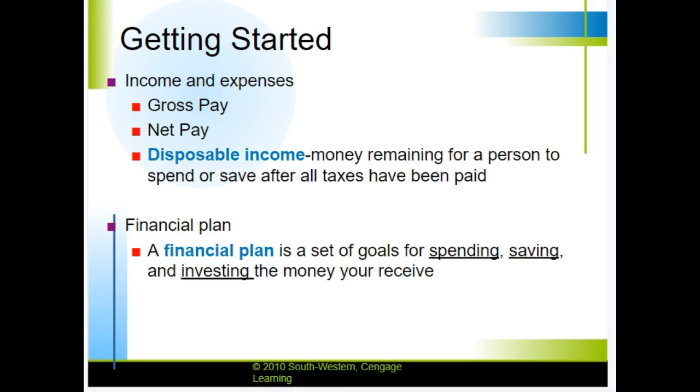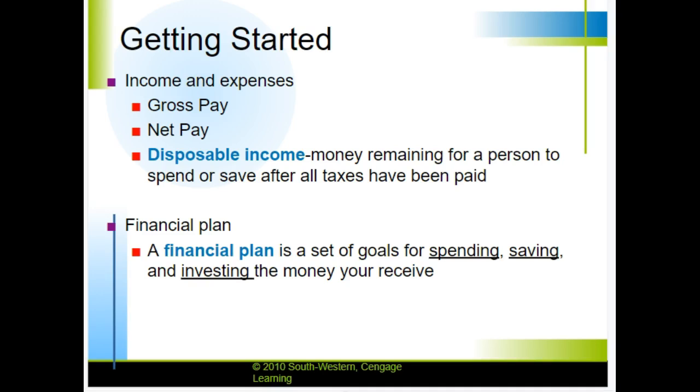So gross pay and net pay are both terms I've used before, and you've written the definitions down in previous chapters. Gross pay is the amount of money that you make, your income, before taxes come out, and net pay is what you have left after taxes come out. Disposable income is another way of saying net pay. It's the money remaining for a person to spend or save after all the taxes have been paid.